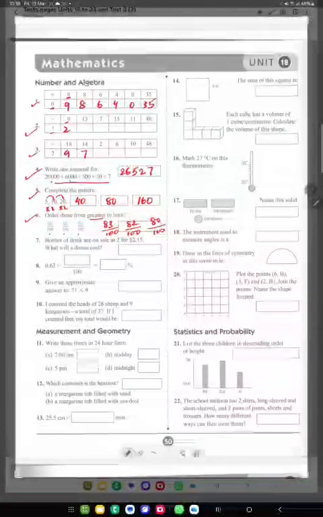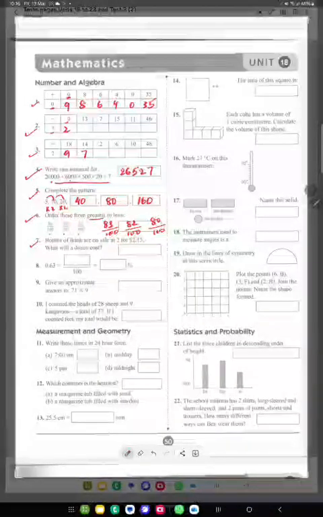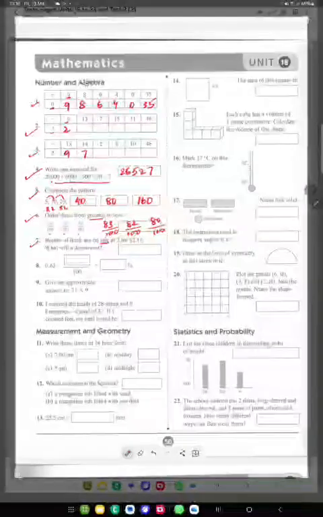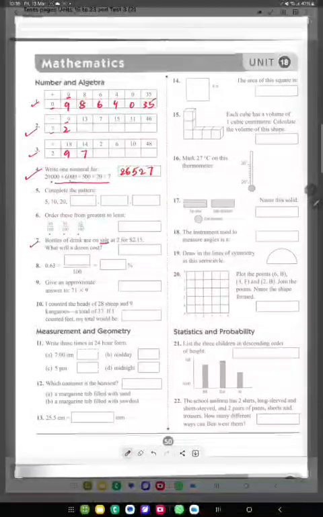For question 7, bottles of drinks are on sale. Okay, there's a sale going on. Let me just clean the top part. Okay, yeah, we are good.